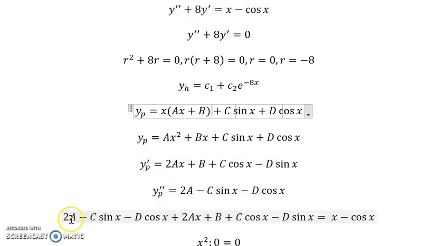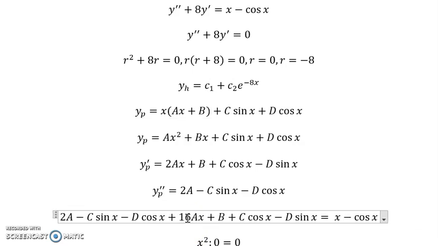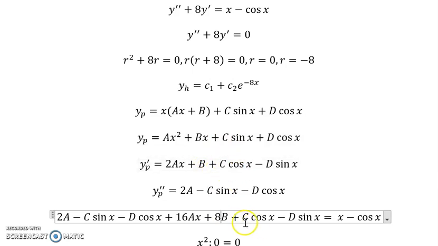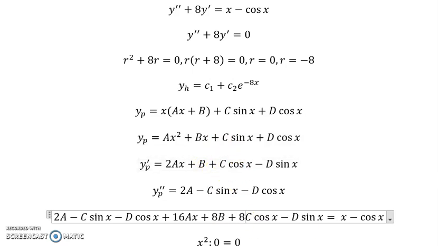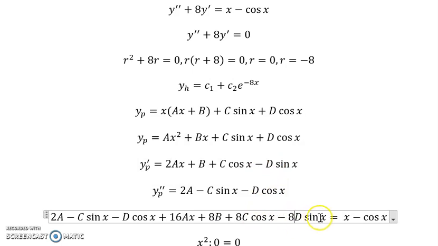And then we plug these things into my differential equation, which I only need these two things for. So this portion is my second derivative from up here, and then 8 times my yp. So 8 times this is going to become 16ax, and 8 times this is going to become 8b, and 8 times this is going to become 8c, and 8 times this is going to become 8d.